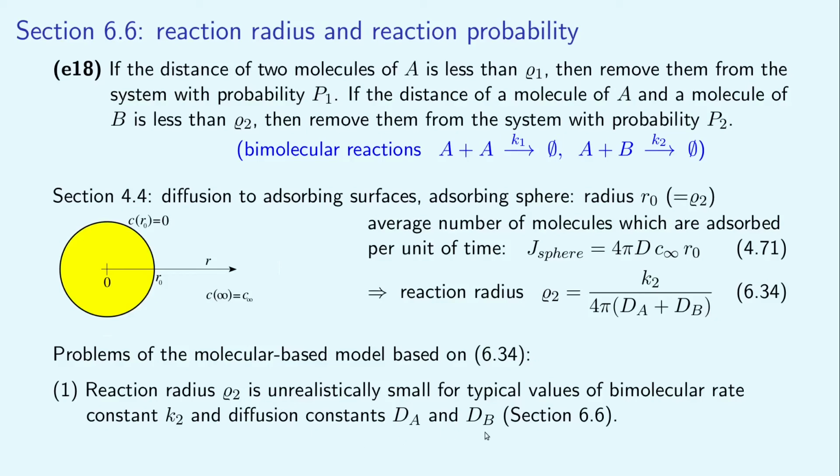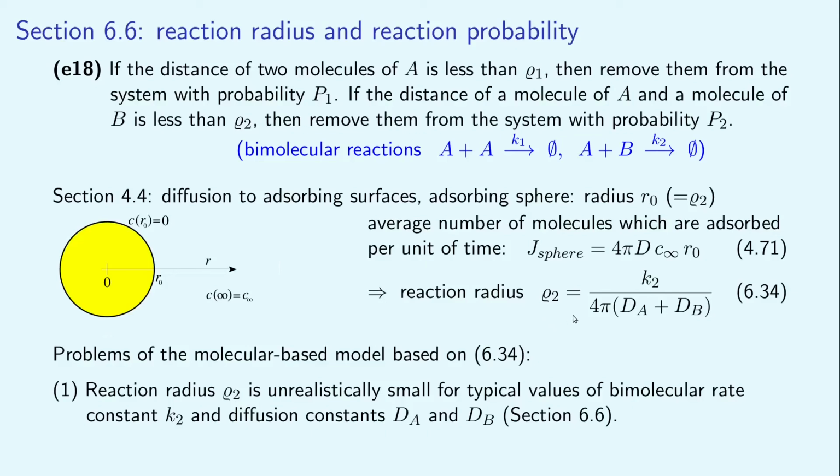If we assume that the reaction probability P2 is equal to 1, then we effectively postulate that every collision of molecules of A and B leads to a reaction. However, there are many non-reactive collisions, so in practice ρ2 should be much larger than what is given by this formula, and P2 should be smaller than 1 to get the same reaction rate constant K2.